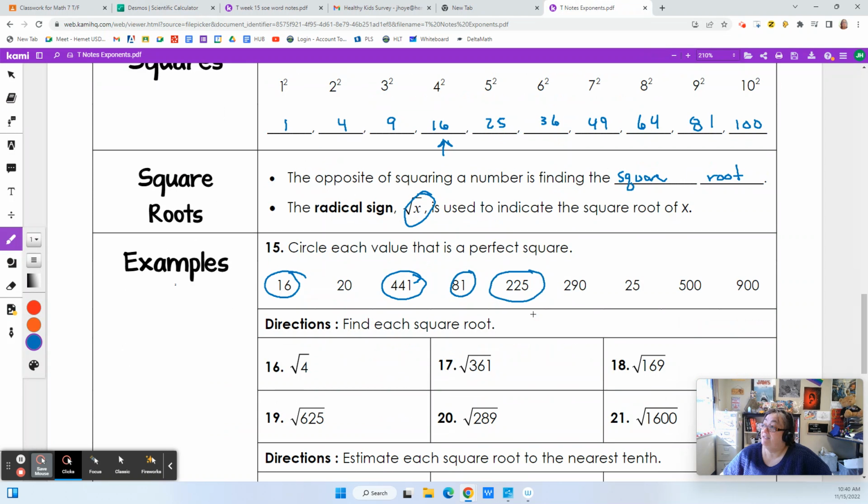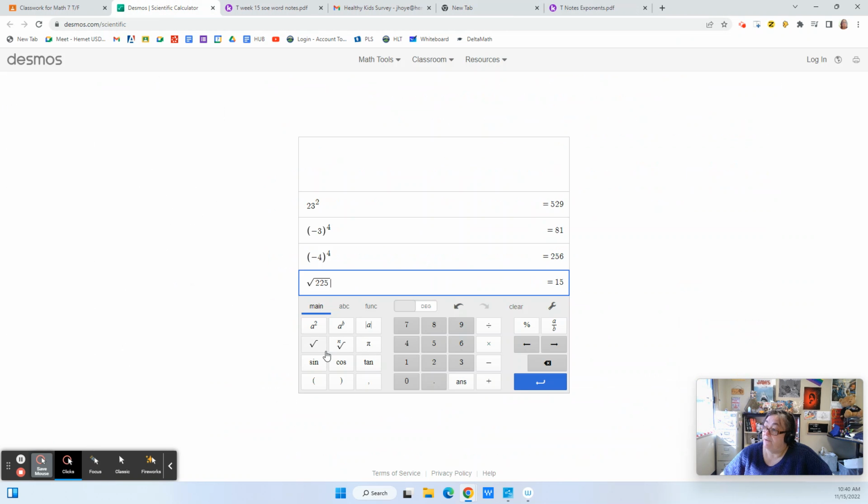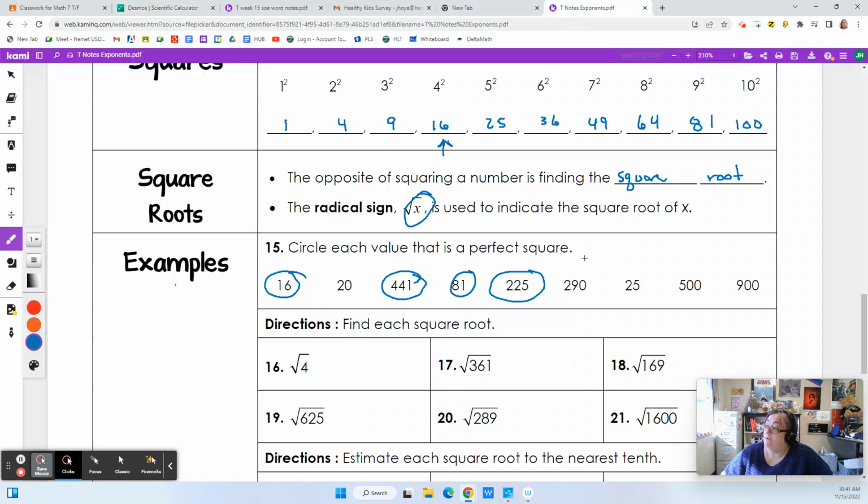We don't know if 290 is, but we can come back over to our Desmos calculator and put in the square root of 290, and we don't get a whole number, we get a decimal, so it's not a perfect square. If we get a decimal, not a perfect square. So we're going to go back here and ask, okay, what about 25? Well, we know that 25 is 5 times 5, right? So we don't even need to check that one.